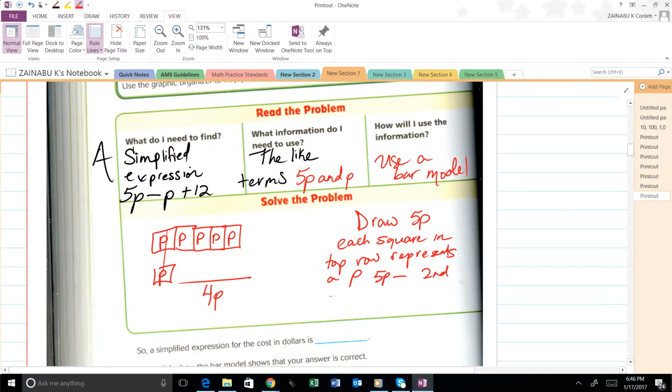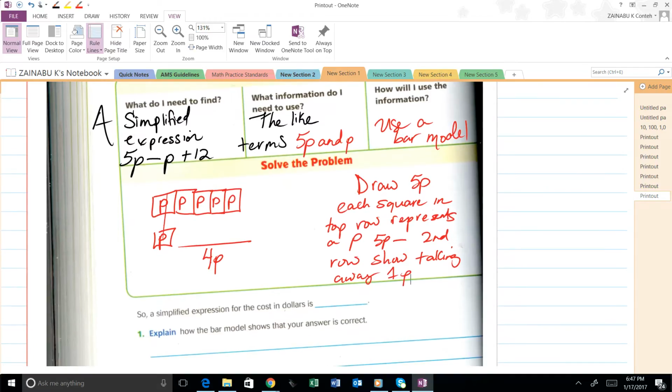Second row shows taking away 1p. Now, a simplified expression is simply going to be what happens when I actually look at combining these terms and in essence solving them. So what happens when you take 1p away from 5 p's? You're left with 4p, and don't forget that we have that other term, but it's not like the 5p and 1p.